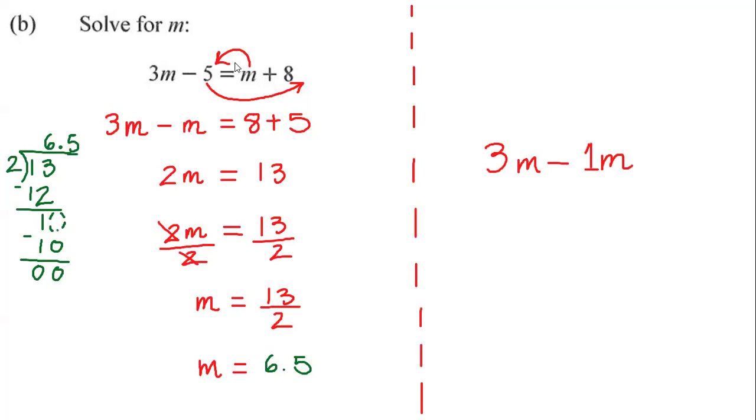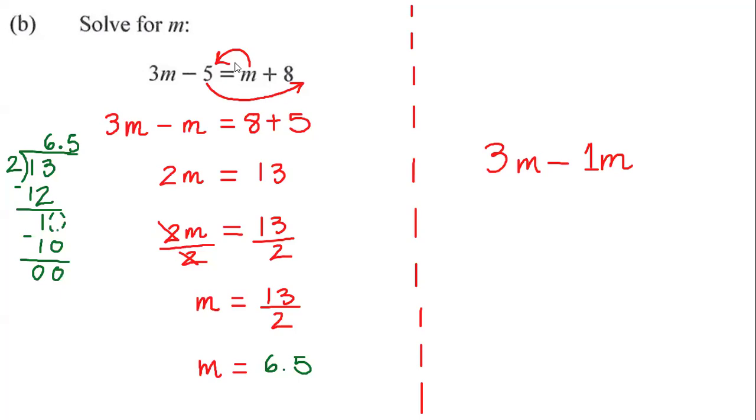Maya Leah? Where's Maya Leah? Maya Leah, can you hear me? Lavender Johnson, where's Lavender? Lavender, can you hear me? Yes, sir. Lavender, how do we get m is equal to 6.5?